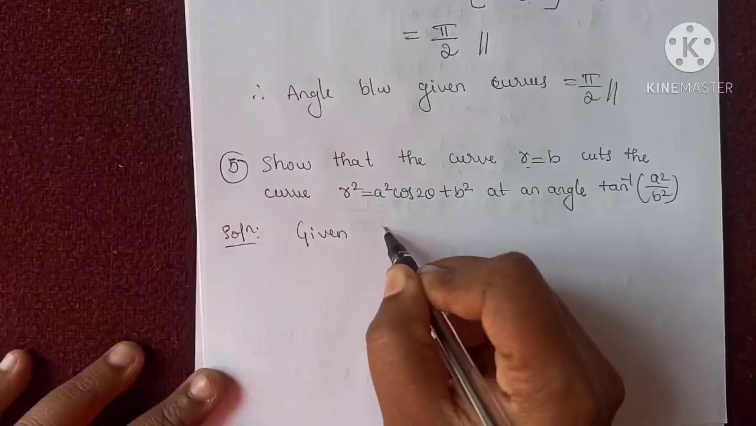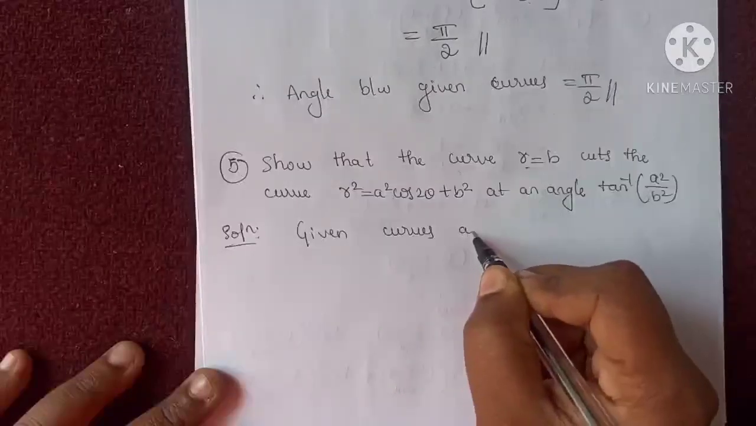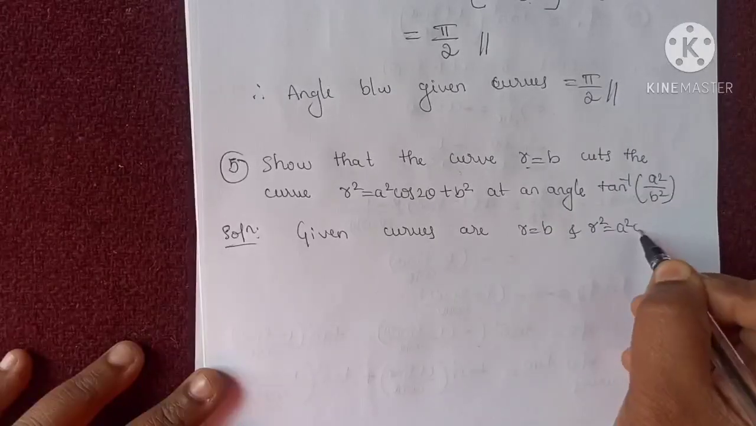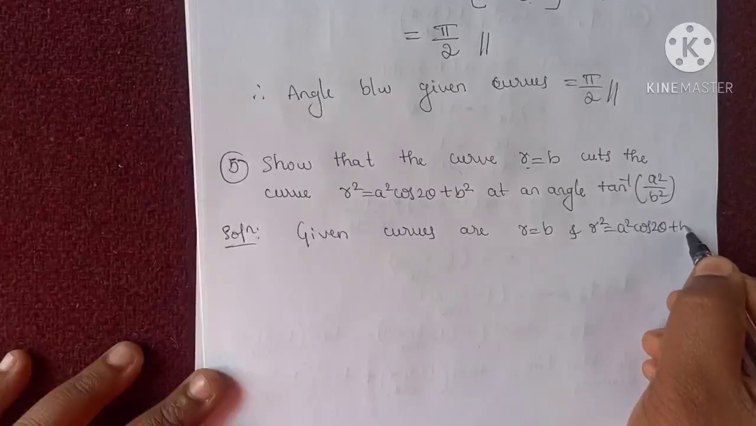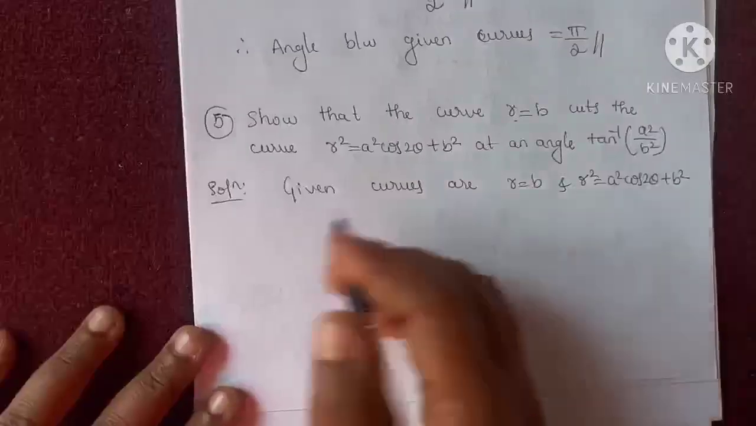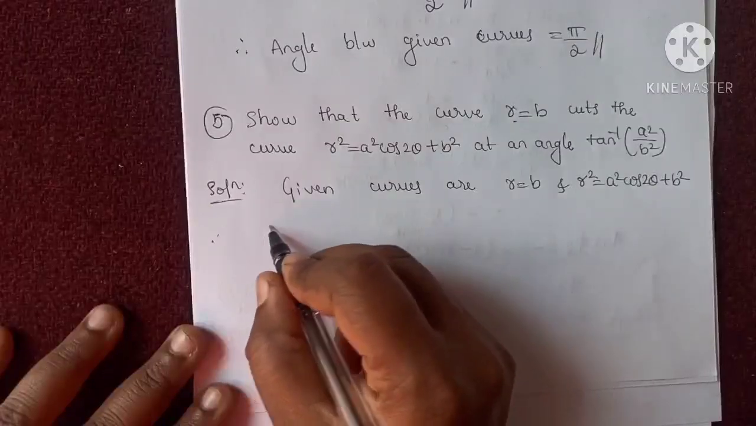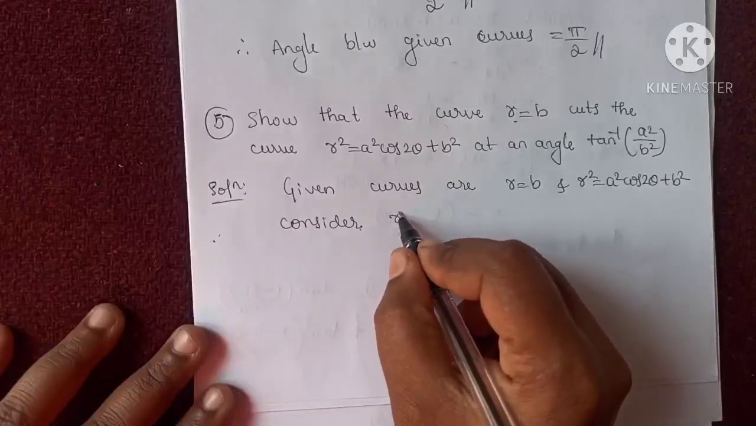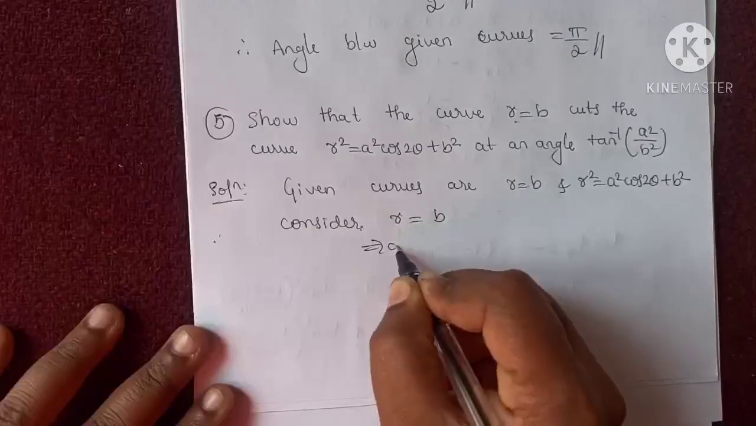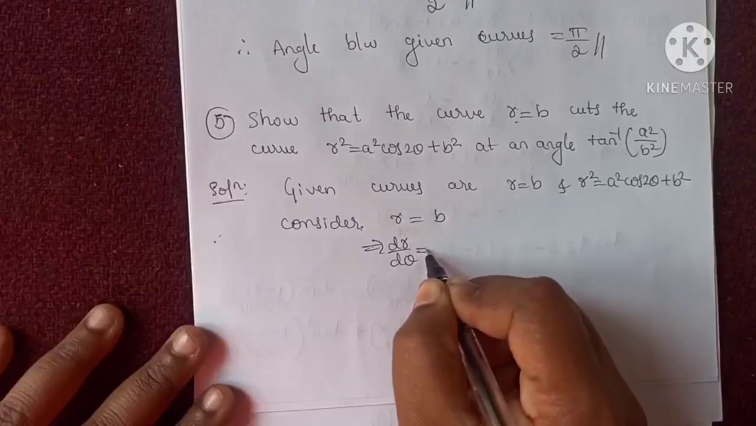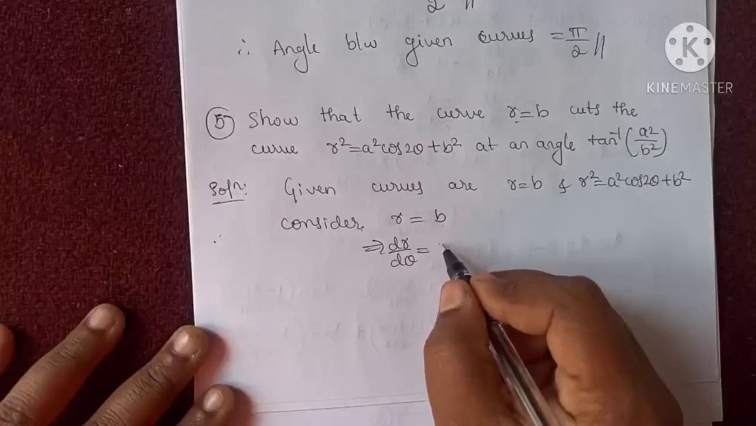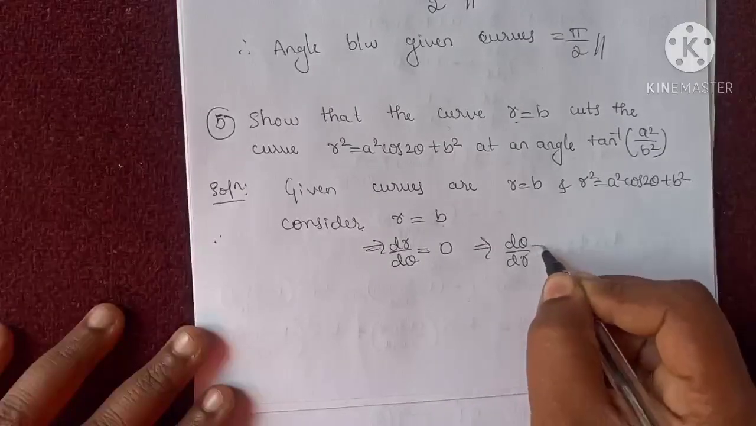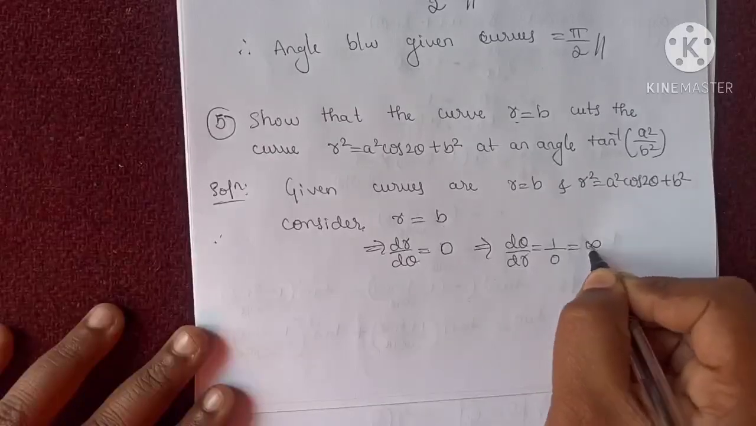Solution. Given curves are r equals b and r square equals a square cos 2 theta plus b square. Now first consider the first curve, because we have to find the phi 1 value. Consider r equals b. Differentiating, we get dr divided by d theta equals the differentiation of b, which is 0 because it is constant. Taking reciprocal, d theta by dr equals 1 by 0, which is infinity.